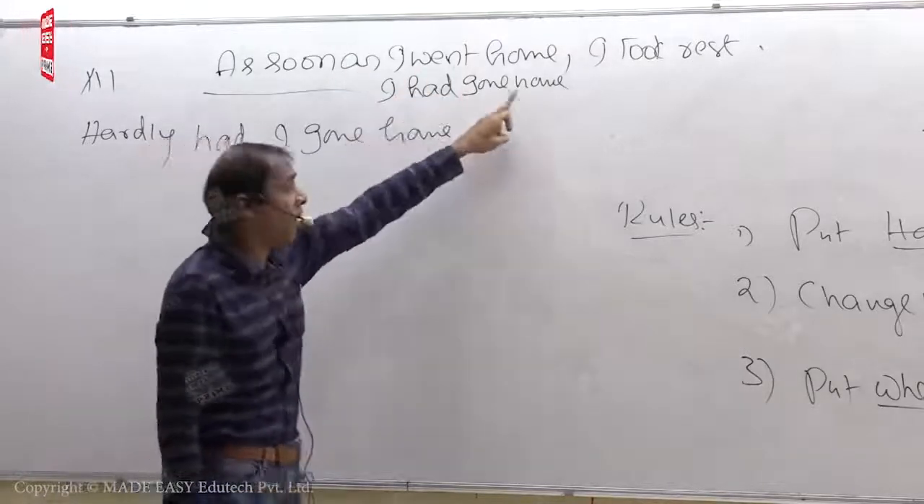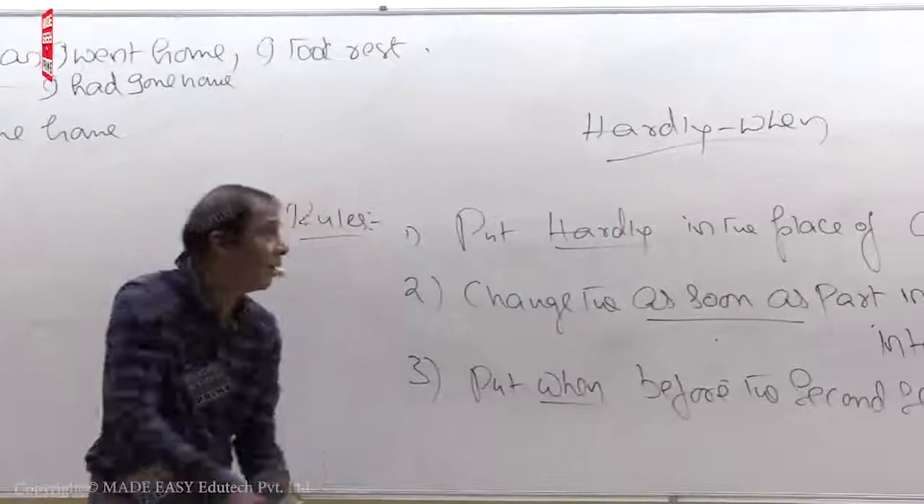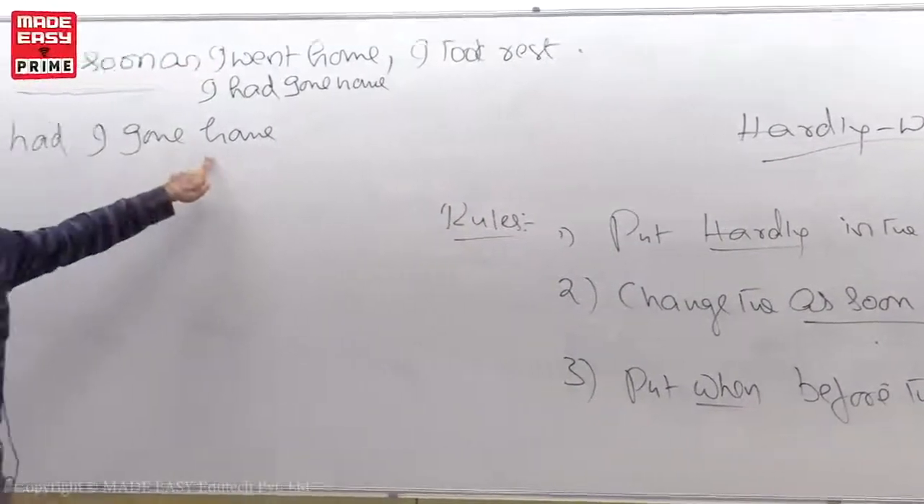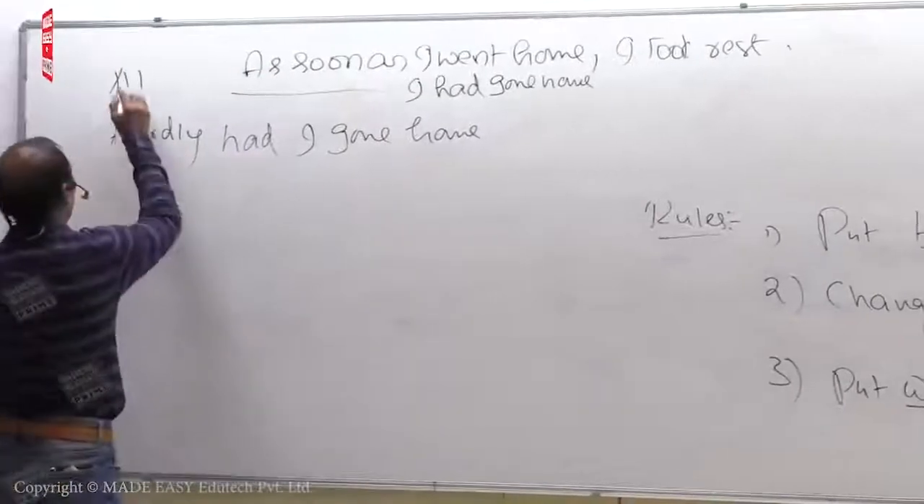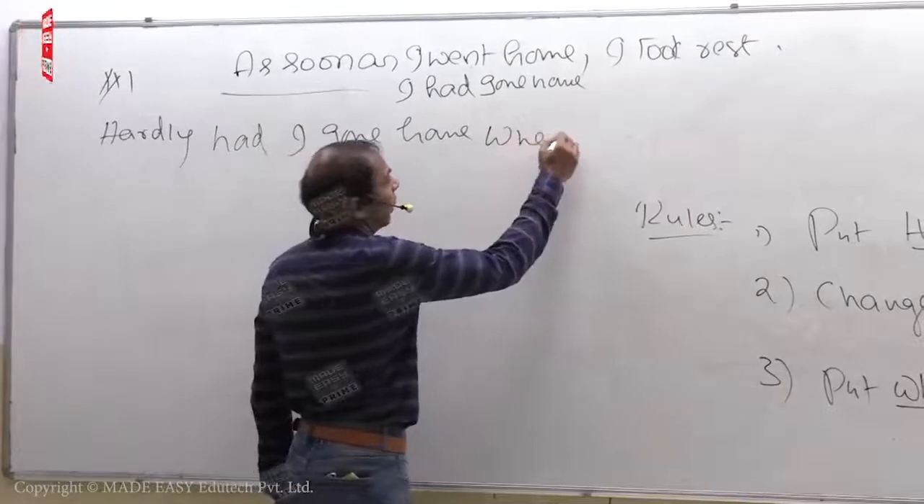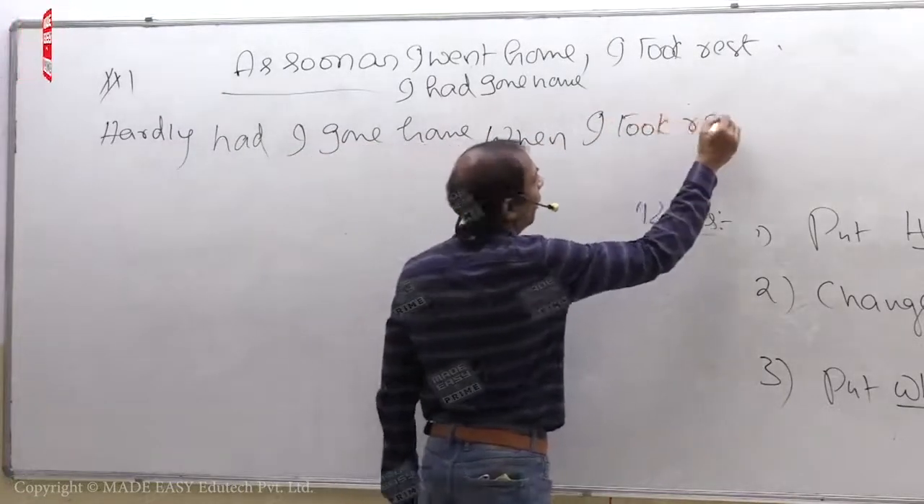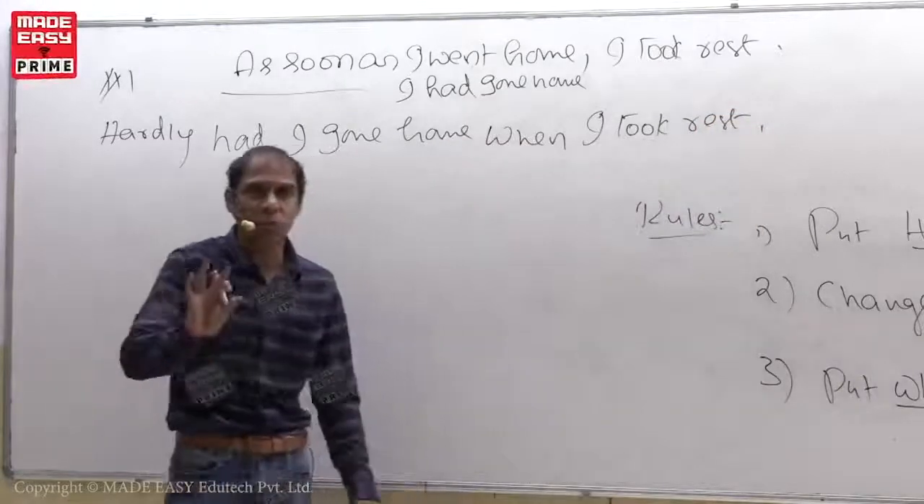So what is the second rule? Change the as soon as part into had plus V3. After changing into had plus V3, then you change into interrogative form. Rule number 2. Rule number 3. Put when before the second sentence. Second sentence comes as usual. That's all.